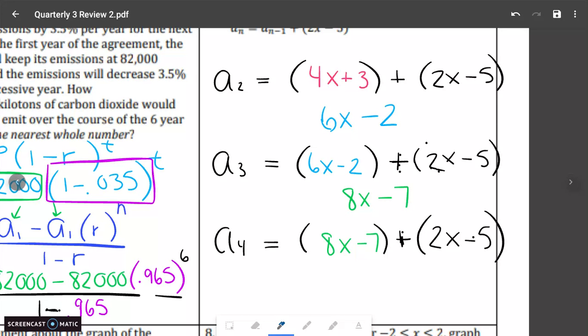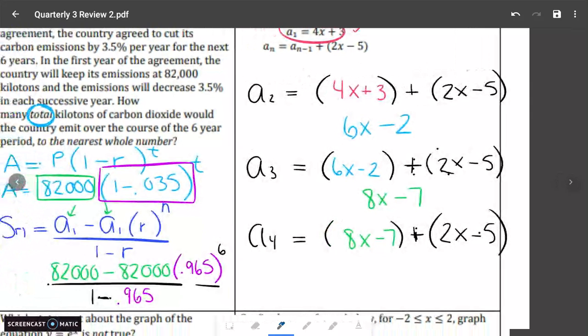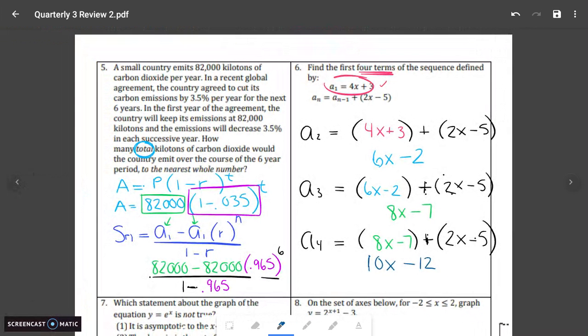So we got cut off on that last one we were working on, but we had A2, A3, and then we were finishing up here for A4. So 8x plus 2x is 10x. And negative 7 minus 5 more is going to be negative 12. So remember, you always plug in the prior term when you're using recursive to get to the next term.